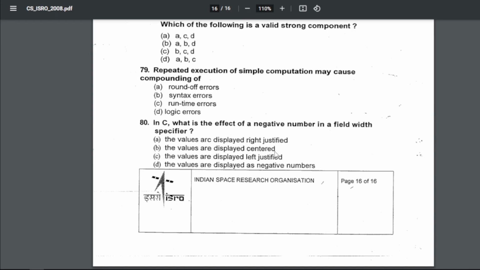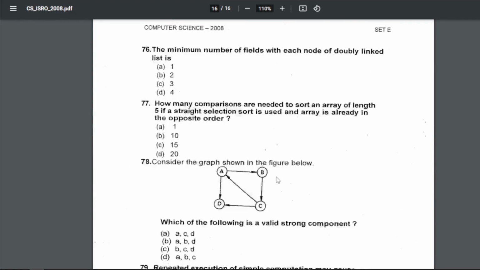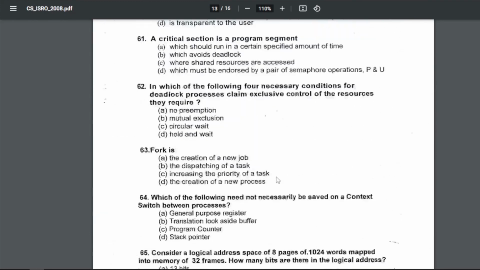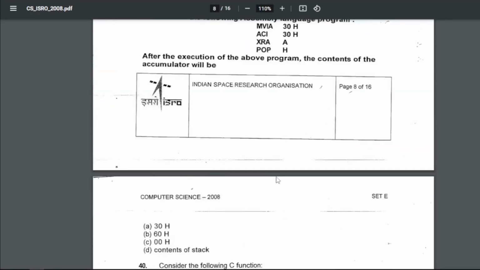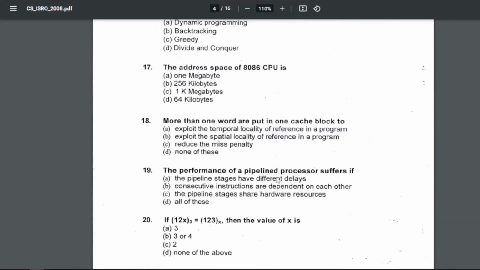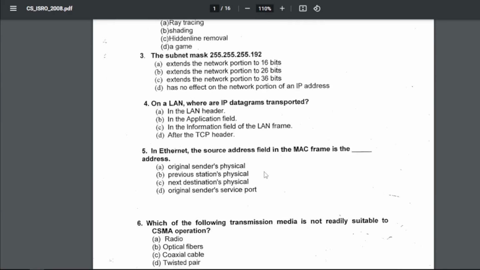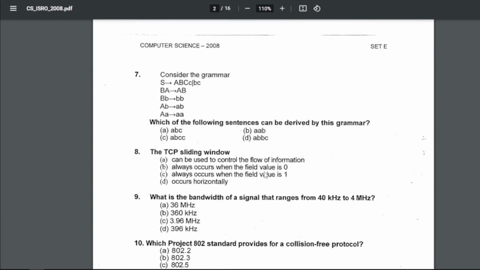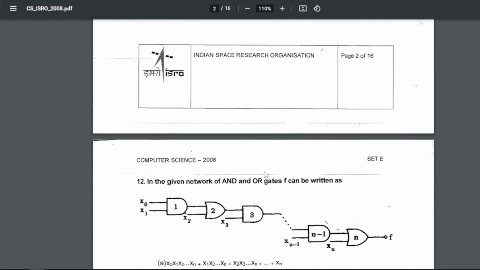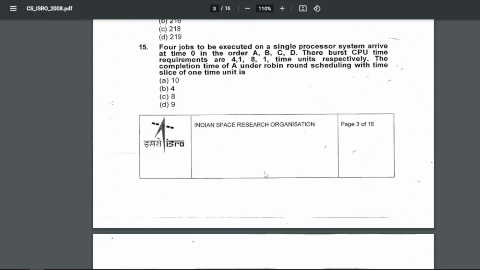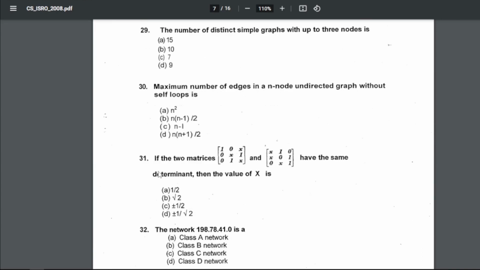Now I hope you have commented all the answers that I wanted from you. So let's see what were the questions that I had given to you. Okay, so this is done, this is done, this is done. One was this one: if two matrices have the same determinant, the value of x is what? For this our answer will be 1 by 2, option A, right?